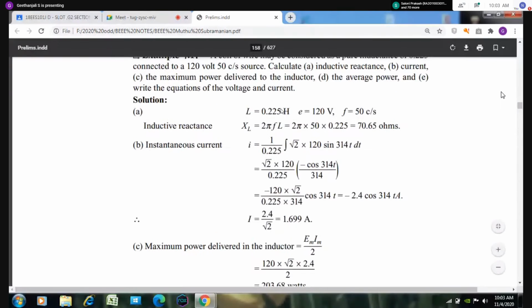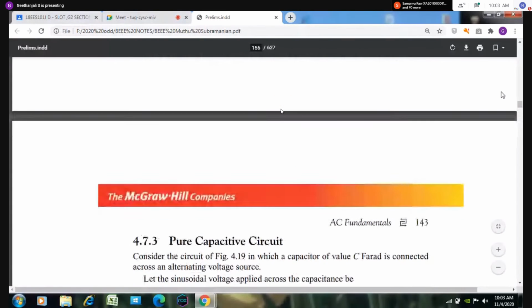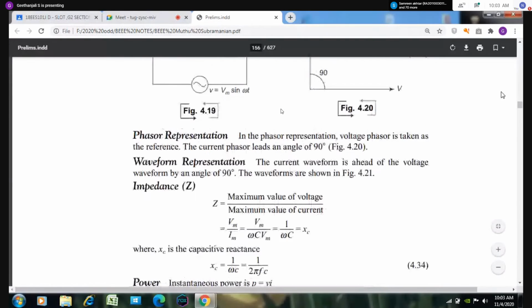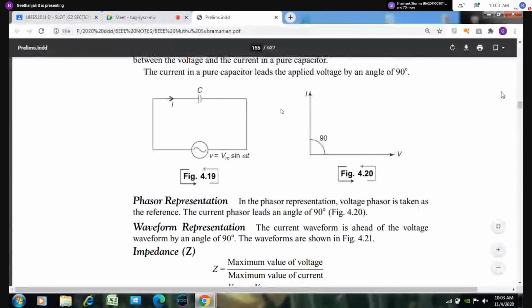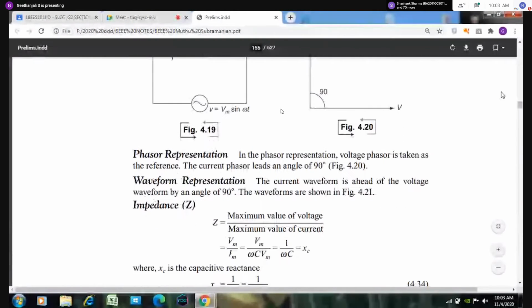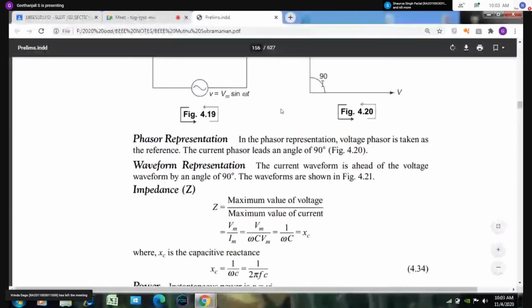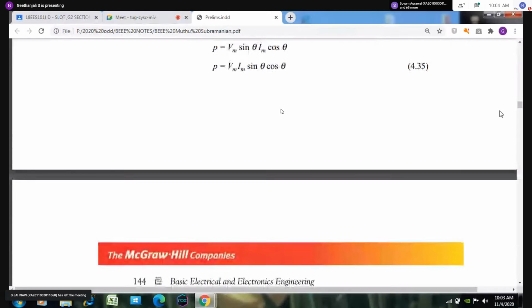So these are all the basic things for the RL circuit and RC circuit. Before we move on to the RL circuit, RC circuit and RLC circuit, you are supposed to know the relationship between the voltage and current for the pure R, L and C circuits. So the phasor representation you are seeing, we have already seen. The current is leading by an angle of 90 degrees with respect to voltage. The waveform representation is also given here. So this is the waveform representation.